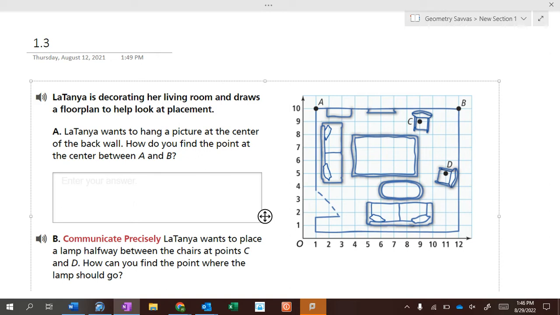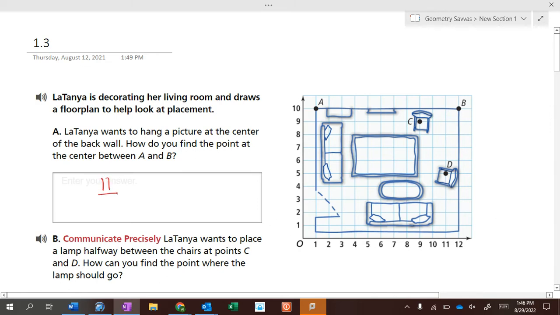Exactly. That's what I would do. Count the distance from A to B. So, you can see this is at 1 and this is at 10. So the distance between them would be 11. So 11 is the distance, divided by 2 is halfway, which is 5.5. So the picture should go at 5.5 away from 1. So actually at 6.5 right there.